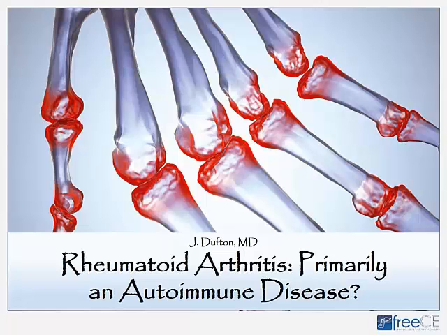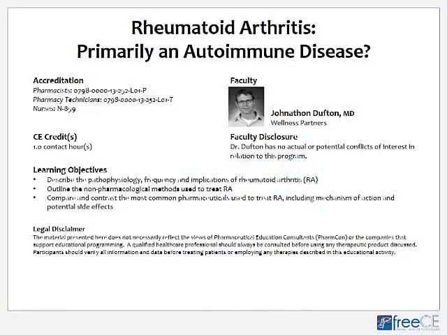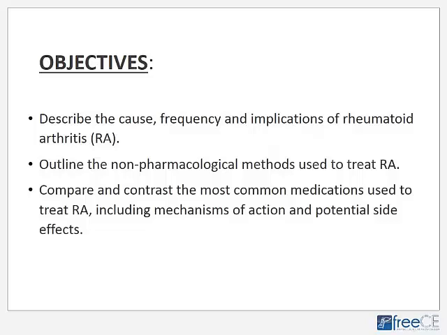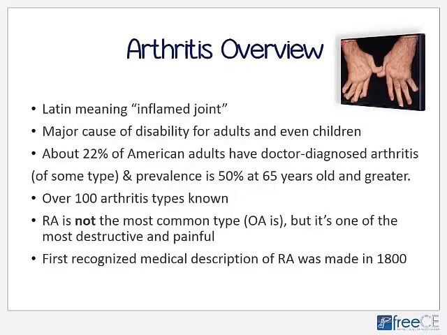Rheumatoid arthritis, primarily an autoimmune disease. After the completion of this presentation, the viewer should be able to describe the cause, frequency, and implications of rheumatoid arthritis, also simply known as RA, outline the non-pharmacological methods used to treat RA, and finally be able to compare and contrast the most common medications used to treat RA, including mechanisms of action and potential side effects.